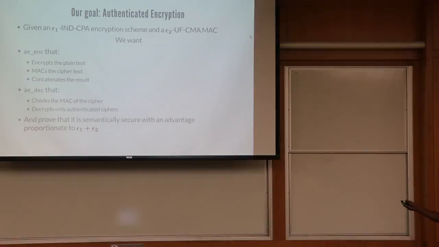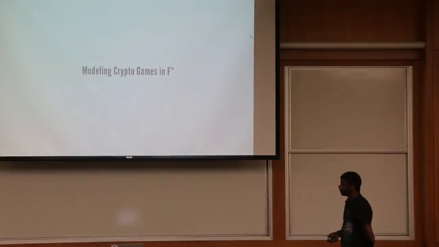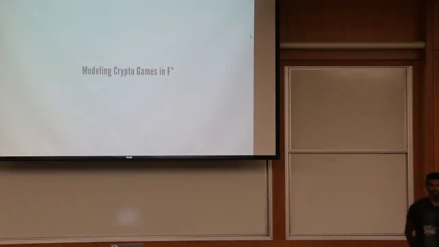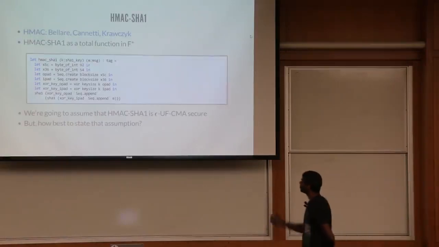And you can prove that this scheme is going to be semantically secure with an advantage that looks like the sum of the advantages of the two individual schemes. All right, so that's some background. Now, how do we actually model this stuff in F star?